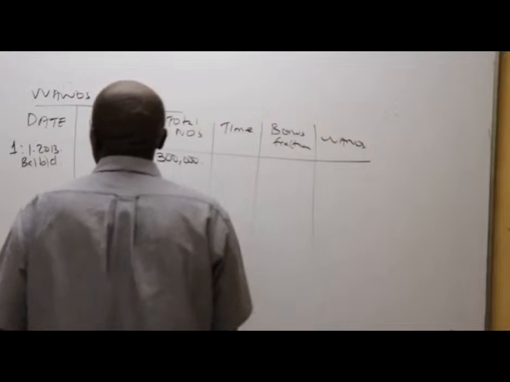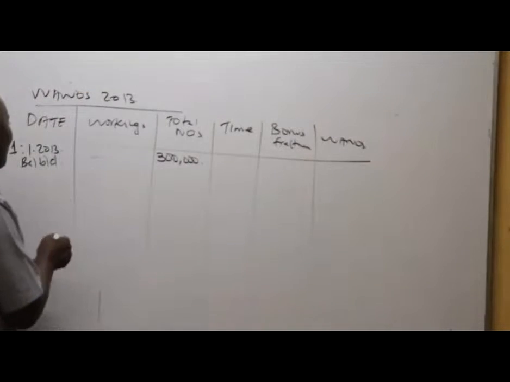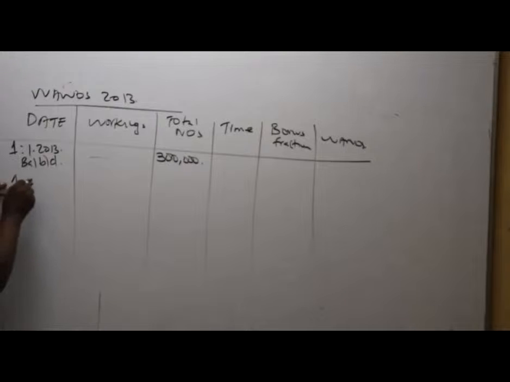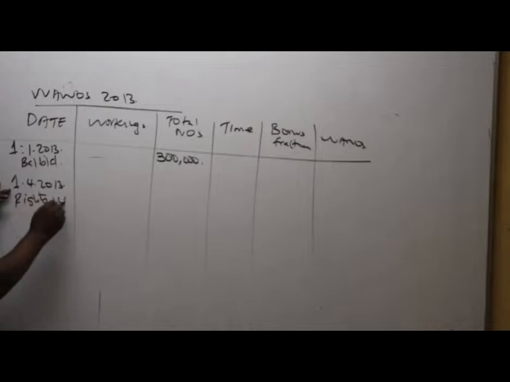Let's come here. What date did they say? Which date had the rights issue? Which date? Please talk to me. 1st of April 2013. There was a rights issue. And what was the rights issue here? How many for how many?